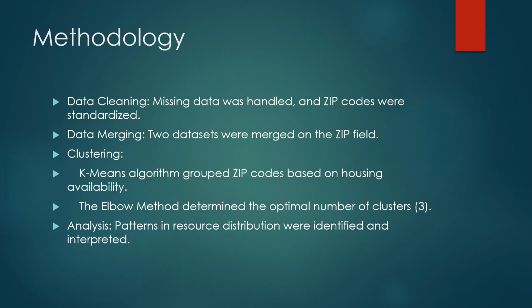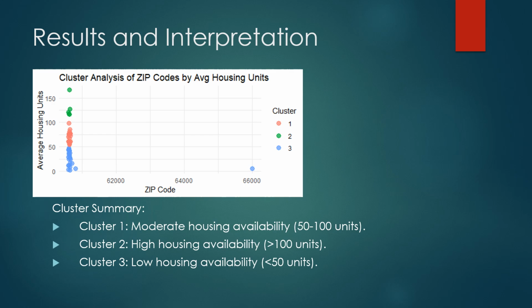So the data sets were merged, and with the clustering techniques, we used the k-means algorithm, which grouped zip codes based on housing availability, and the elbow method determined the optimal number of clusters. In the analysis, the patterns in resource distributions were identified and interpreted. So these are the results that came from our clustering.